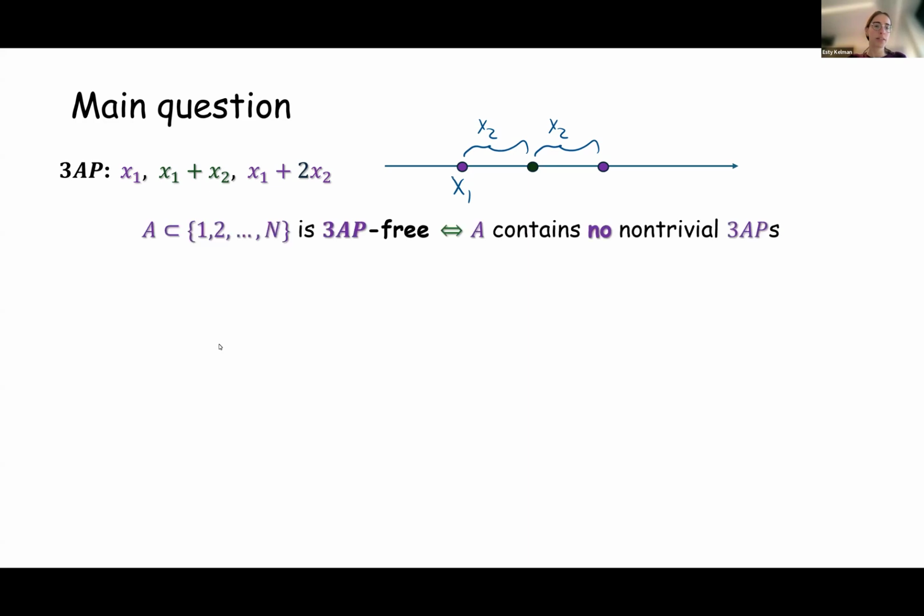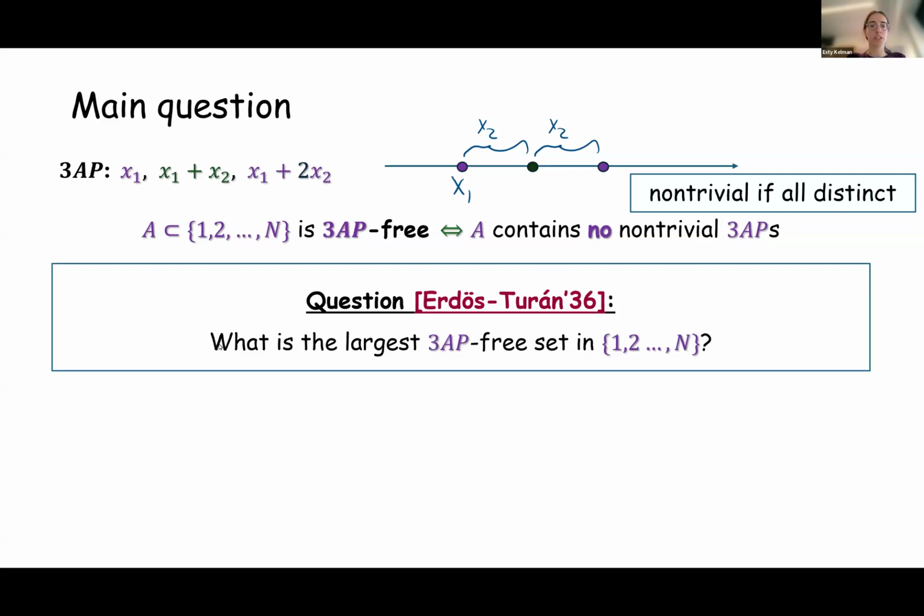We say that a subset of 1 to n is 3AP-free if it doesn't contain any non-trivial 3AP. And what is a non-trivial 3AP? One where all the three elements in the arithmetic progression are distinct. In this case, it means that x2 is not 0. The study of such sets started with a question raised by Erdős and Turán asking what is the largest 3AP-free set in 1 to n.